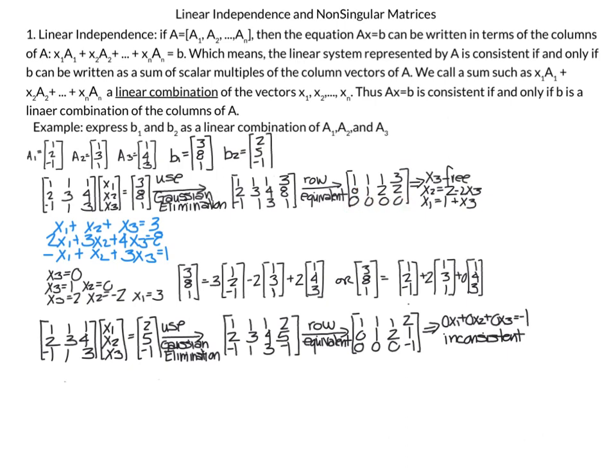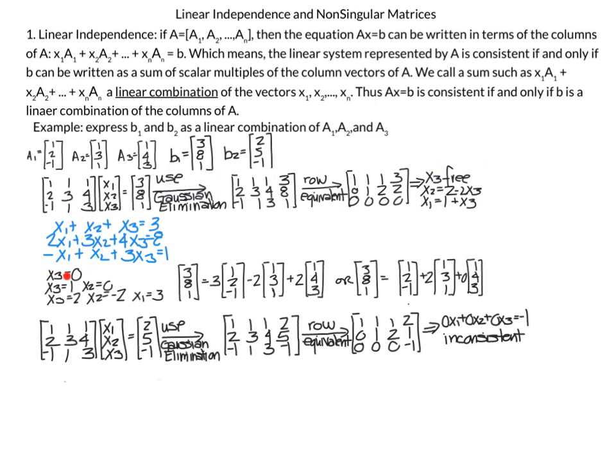What this last row tells me is that x3 is free, so it's arbitrary. You can set it to whatever you want. Then x2 plus 2x3 is equal to 2, so in other words, x2 is equal to 2 minus 2x3. And then I have x1 plus x2 plus x3 equals 3, or x1 is equal to 1 plus x3. So I have these solutions. At this point, there are infinite solutions since x3 is free.